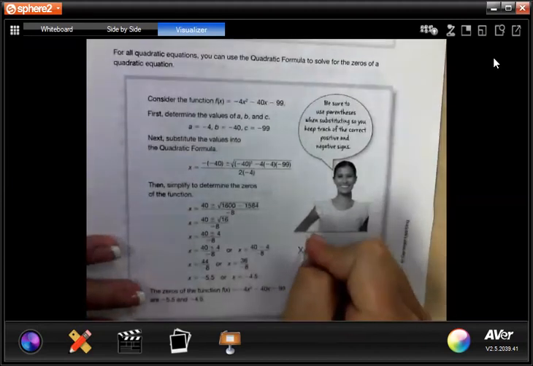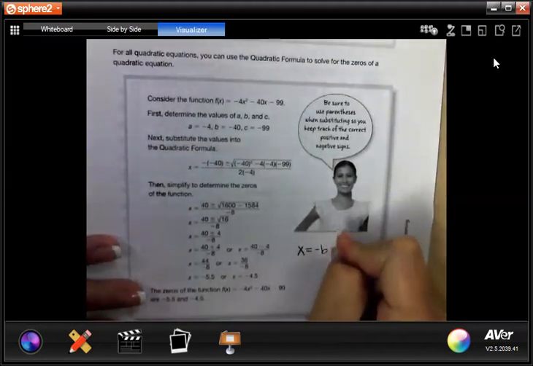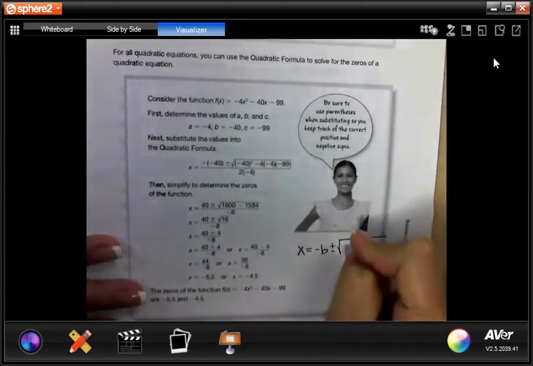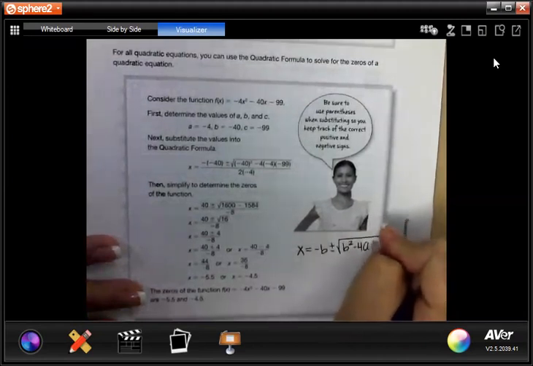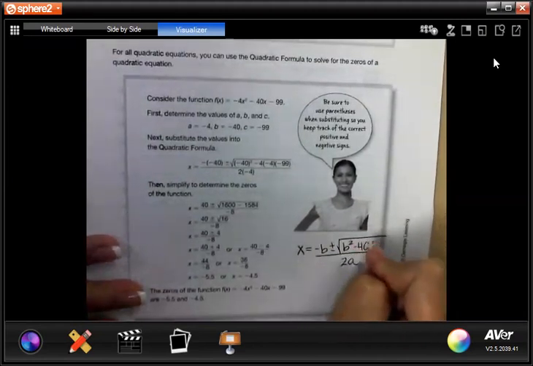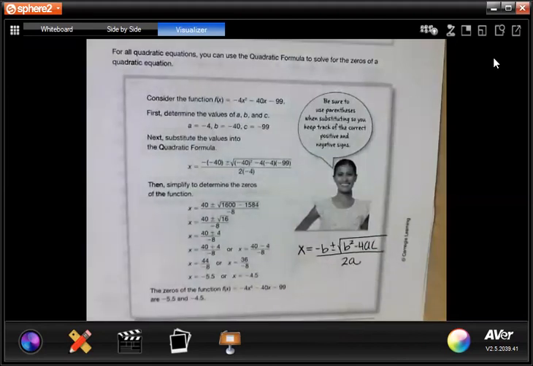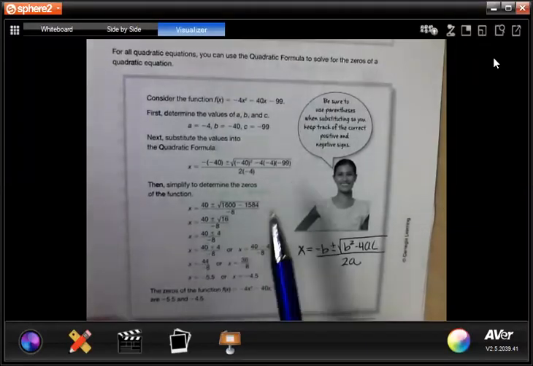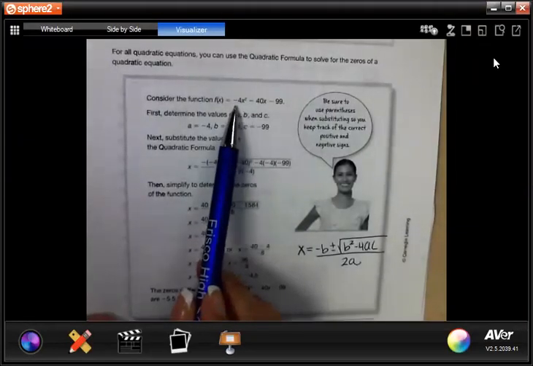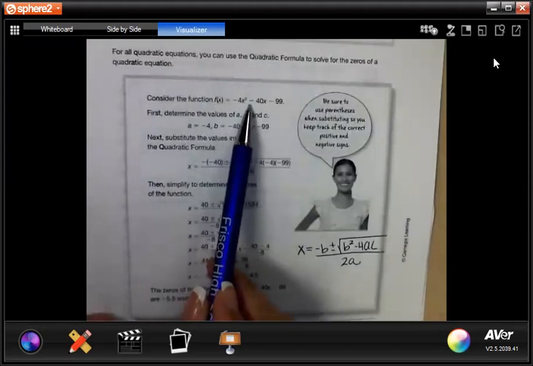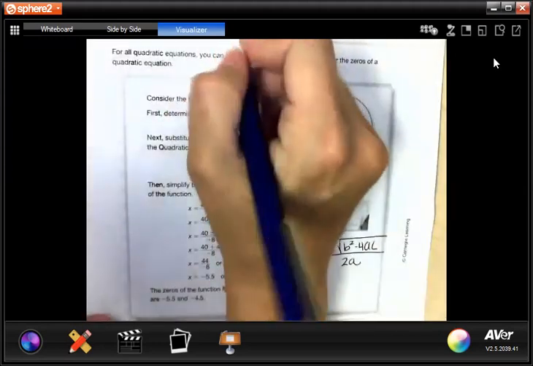The quadratic formula is x equals negative b plus or minus the square root of b squared minus 4ac, all over 2a. You probably learned that as a song in Algebra 1, but this is the formula for solving a quadratic. In the standard form, which is ax squared plus bx plus c, I'll go ahead and write that up here.